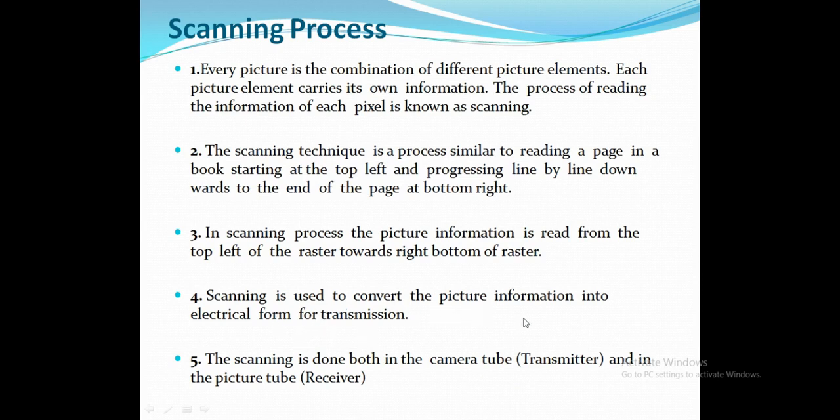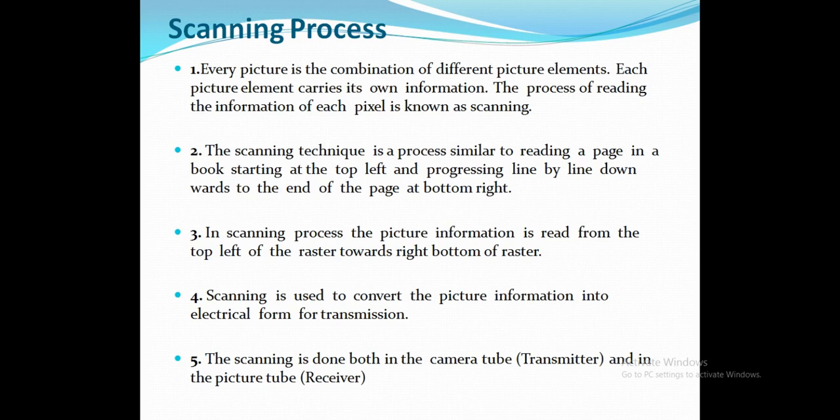Scanning is used to convert the picture information into electrical form for transmission purposes. The scanning is done both in the camera tube and in the picture tube, that means at the transmitter side as well as at the receiver side. Both sides, the scanning process will be done.